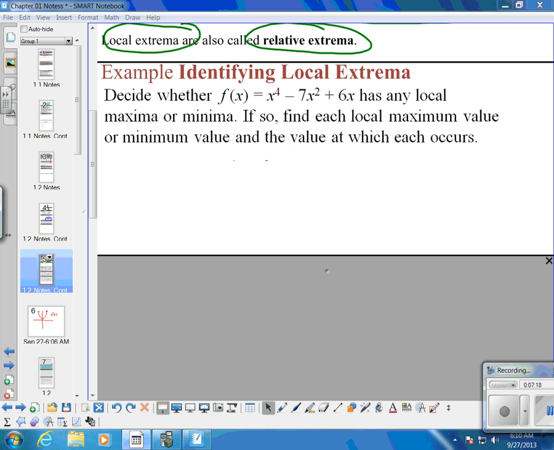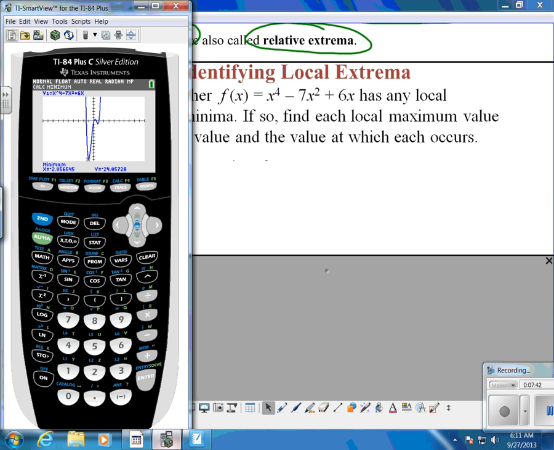So with this example, decide whether f of x equals x to the fourth minus 7x squared plus 6x has any local maxima or minima. If so, find each local maximum value or minimum value and the value at which it occurs. So for this one, right now, you just want to graph it. So you take out your graphing utility, graph it. I've already done that. I've already got it in my graph.